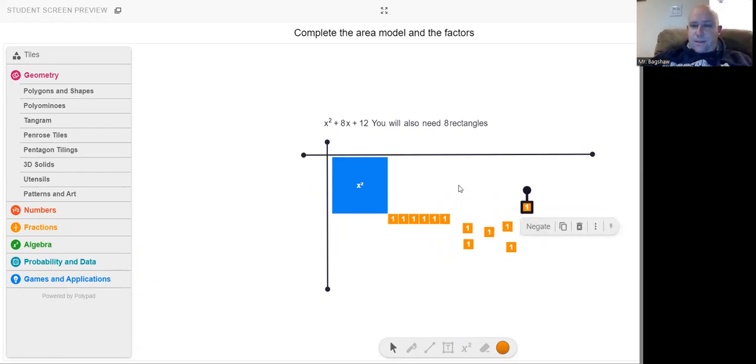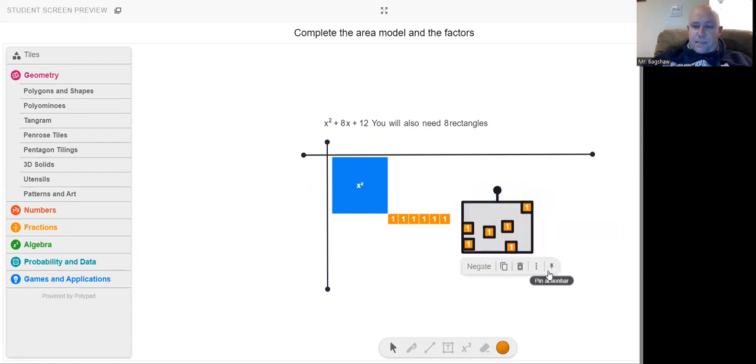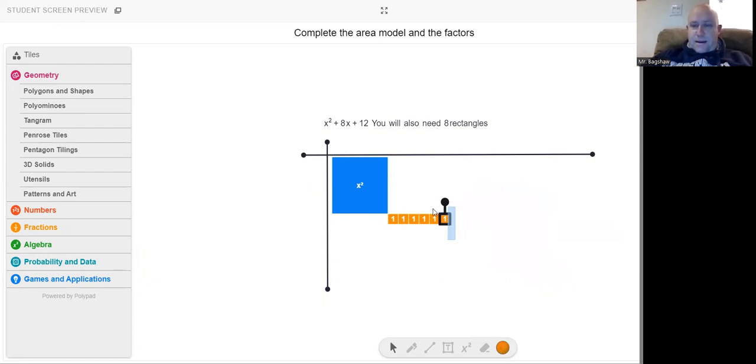Now, I'm going to show a couple of little tricks here as well. Instead of putting those 6 out there, I'm going to highlight these 6 here. And then if I copy, that also gives me my 12 rectangles, which is a much quicker way of doing it. A couple of other useful tricks on here as well. You can change them into negative tiles by highlighting and clicking negate, but I'm going to leave it like this.